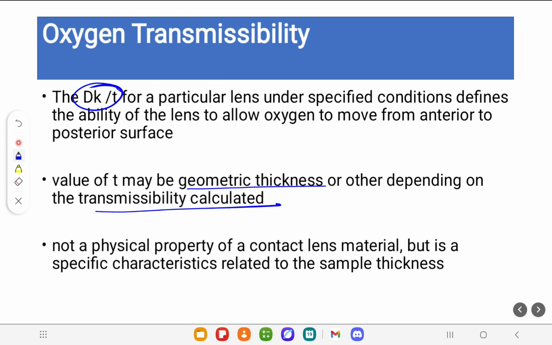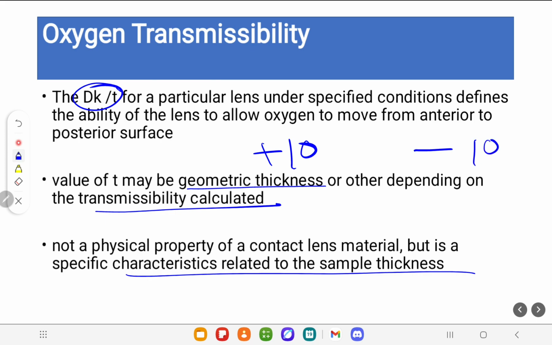Yes, Dk is an intrinsic property, but Dk/t, oxygen transmissibility, depends upon the thickness. It is a specific characteristic related to sample thickness. That's important. That's why it's not an intrinsic property itself. It's different from one contact lens to another contact lens. It's different from plus contact lens to minus contact lens. Let's take an example of a plus 10 contact lens, and let's take an example of a minus 10 contact lens.